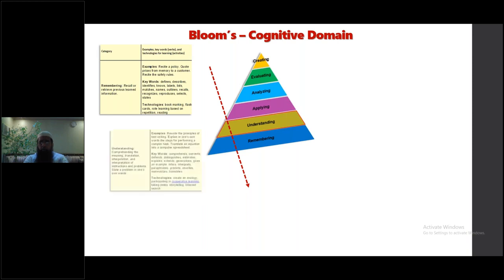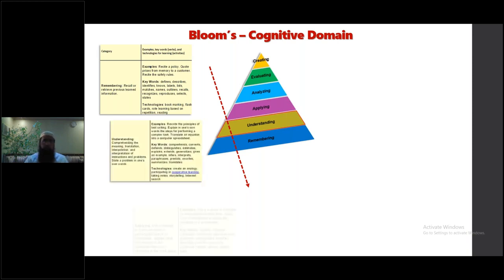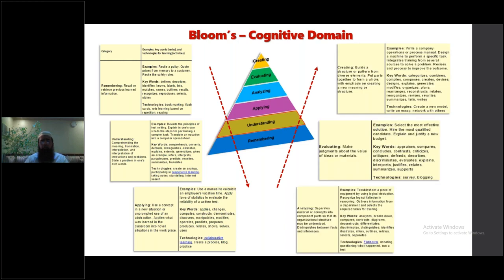analyzing, evaluating, creating. I had one faculty member write a particular outcome, and they said they wanted to evaluate components or subsystems of renewable energy systems or conventional energy systems.